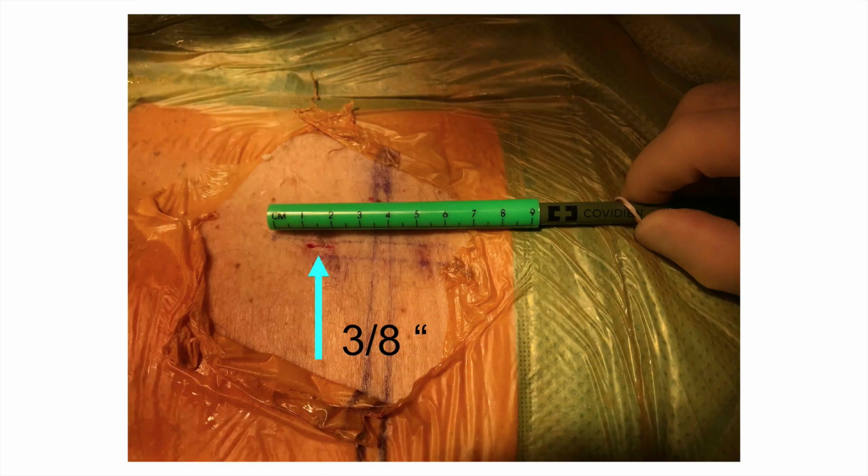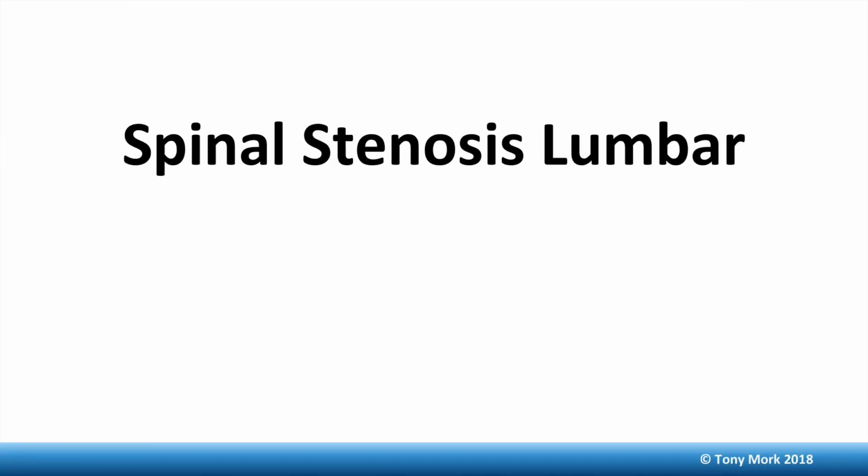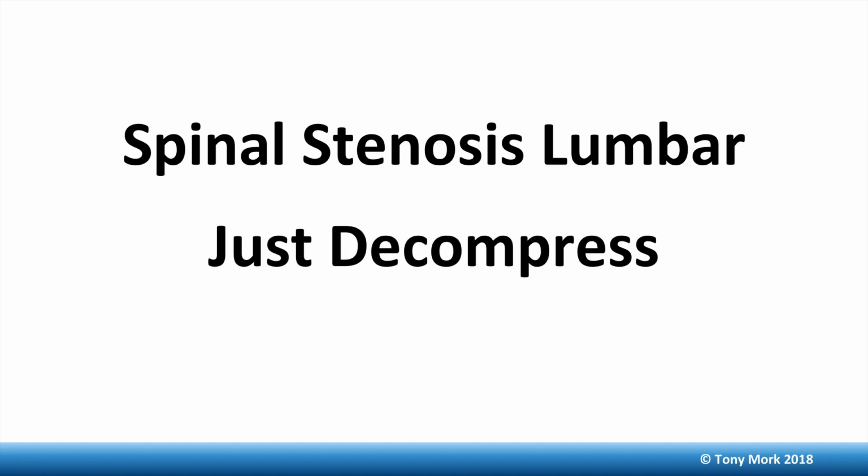Well, compare open surgery to this. This is about a 3/8 of an inch incision. That's the size for the endoscope on someone's back here in order to decompress. Since the instruments pass through the middle of the endoscopic instruments, the incision could be this small. So, my thoughts are for spinal stenosis of the central canal, lumbar spine, just decompress it to start.